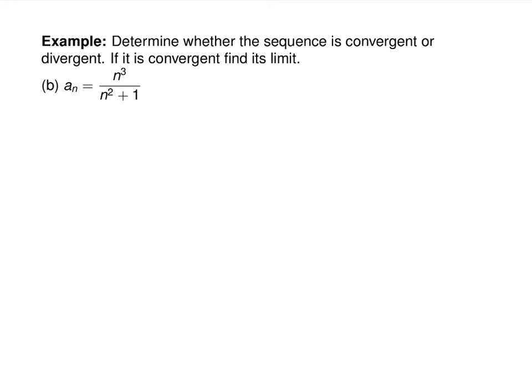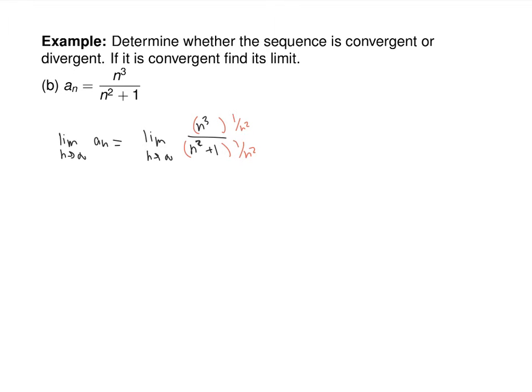All right, so if we say that a sub n is n cubed over n squared plus 1, let's find the limit as n goes to infinity of these terms. And you might suspect that this should diverge because the degree of the numerator is greater than the denominator, and that is correct. The technical reason why is that at this stage you multiply by 1 over n squared. There's one way to show that.